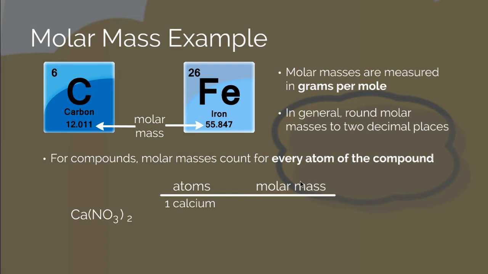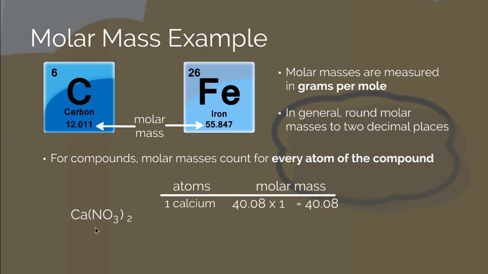That's what I mean about every atom. In this compound, there's only one calcium that's written in, so we'll just say that I have one calcium. If I go to the periodic table and find its molar mass, it is 40.08, and I multiply that by 1 because I only have one calcium atom. If I take the total, 40.08, I'm going to save that just for now, and I'll move on to the next element.